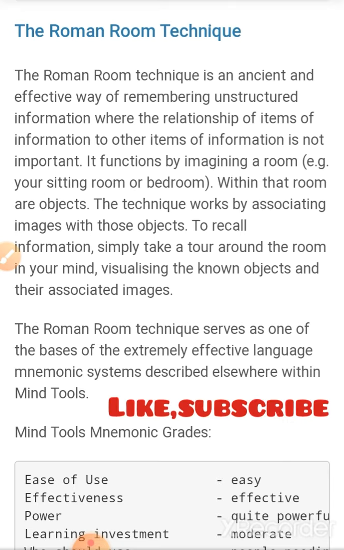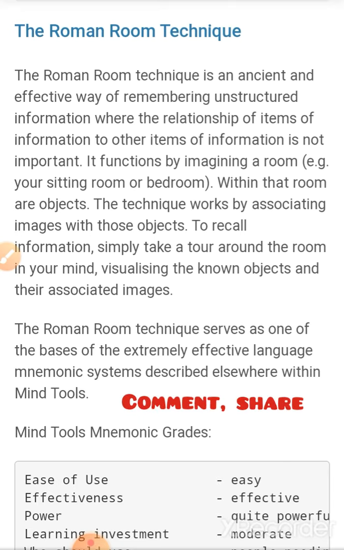Let us study about the Roman room technique. The Roman room technique is an ancient and effective way of remembering unstructured information where the relationship of items of information to other items of information is not important.